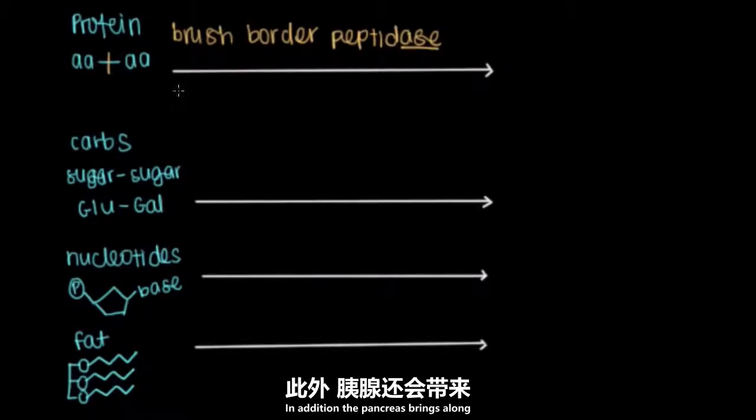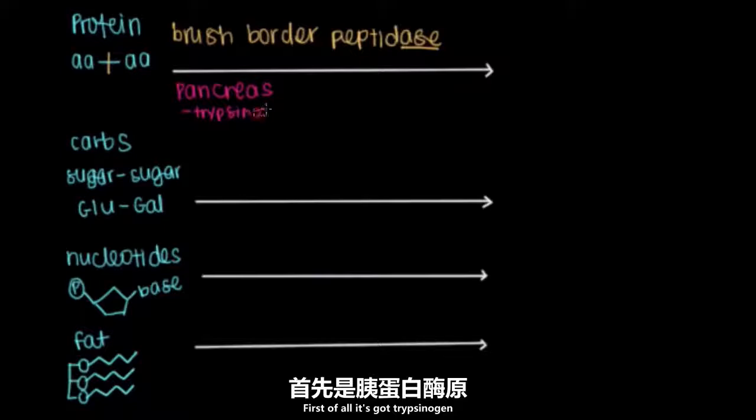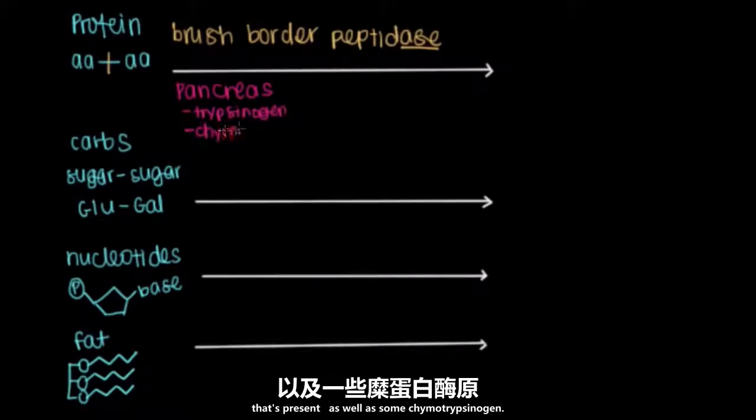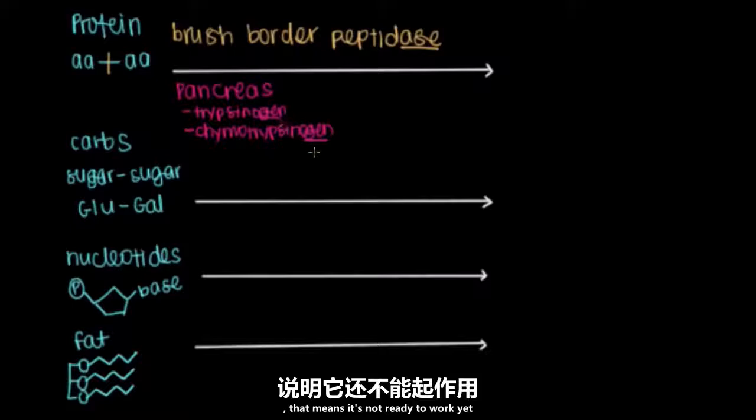In addition, the pancreas brings along a couple of important enzymes that'll help break up our proteins. First of all, it's got trypsinogen that's present, as well as some chymotrypsinogen. But whenever you see gen at the end of an enzyme's name, that means that it's not ready to work yet. That means it still needs one more cut or cleavage before it can start being completely functional.